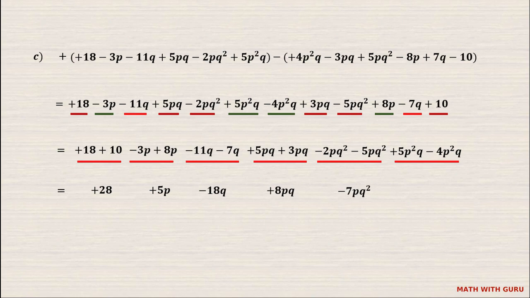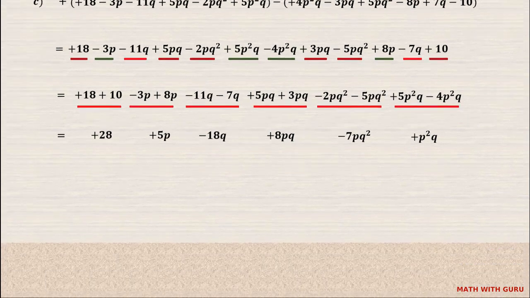Here 5 minus 4 is 1. 5 is positive, plus 1p square q. We don't write 1 there. Plus p square q. We are done.